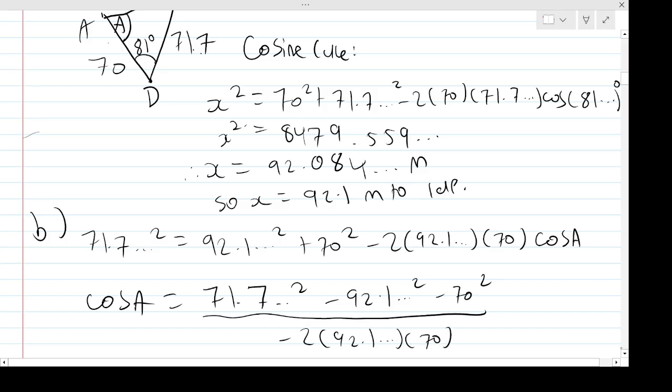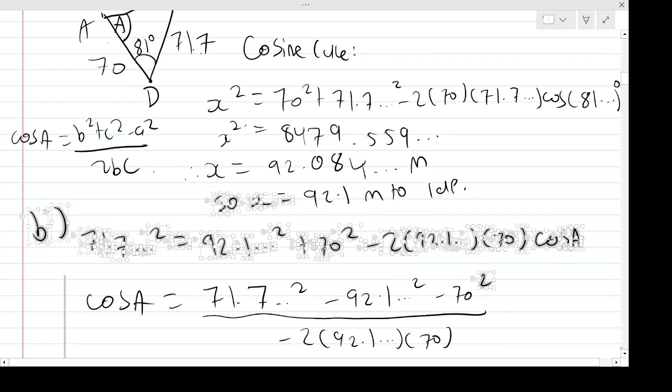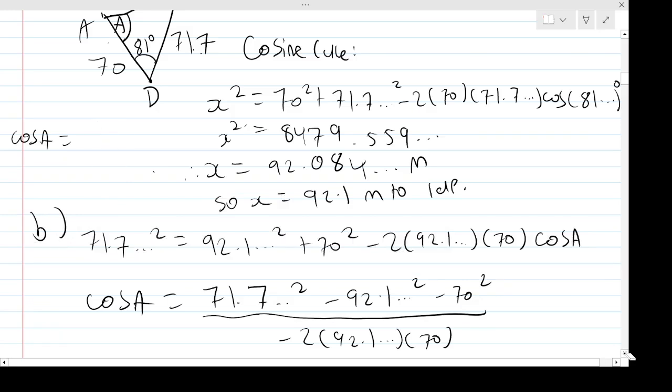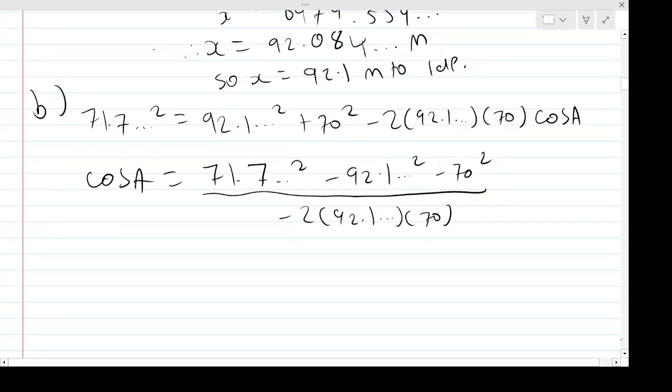And remember, you could also memorise the other formula with the cosine rule, which is cos A is b squared plus c squared minus a squared over 2bc. Or you could rearrange the default cosine rule, which is what I've done here. They're the same thing, but it makes your life a little bit easier if you learn that formula as well. But if you know how to rearrange, then you can just jump in like I did here.